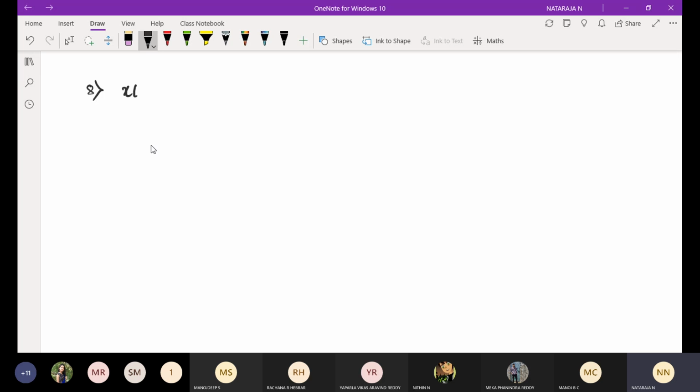Okay. x of n is equal to minus 2 to the power of n u of n plus minus 3 to the power of n u of minus n minus 1. Find the z transform and sketch the ROC.